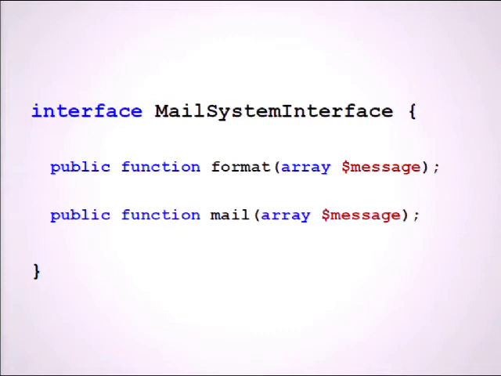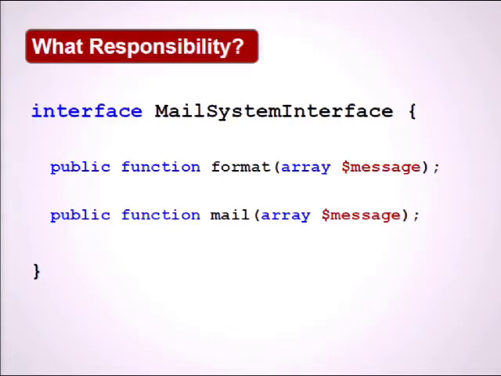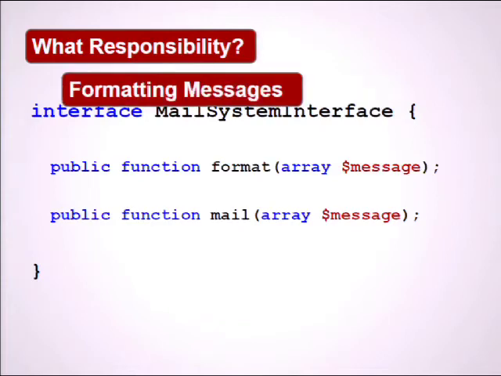Mail system interface. Anyone here familiar with this? Okay, quite a few. Very, very simple interface. It has two methods, right? This should be simple. This should be good code, right? Okay. What's the responsibility of this class? Well, it needs to format a message because we can't format a message until we try to send it. So as part of your sending it, we're going to format it and, you know, replace BB code or Markdown with HTML and do all that other fun stuff.